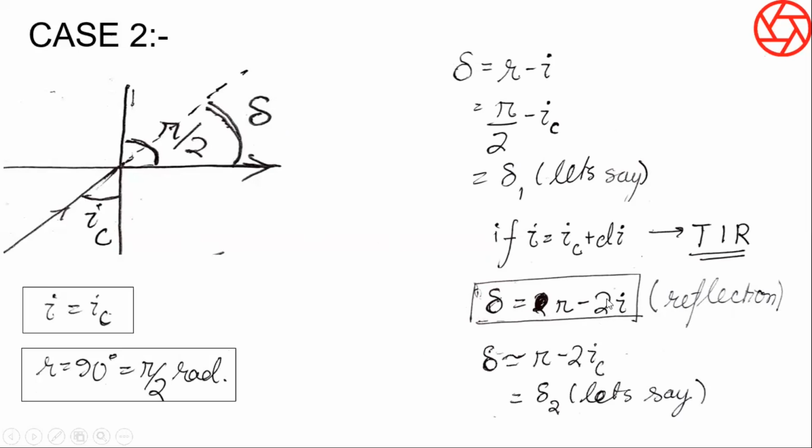Now, since this angle of incidence is a little bit more than the critical angle by an element di, we can simply take it equivalent to the critical angle itself. So the angle of deviation is equivalent to pi minus 2ic, which is equal to delta 2. And do remember these two angles, do note them down: delta 1 is equal to pi by 2 minus ic, and delta 2 is equal to pi minus 2ic, because these two angles would be used in the same graph which we would be considering later.